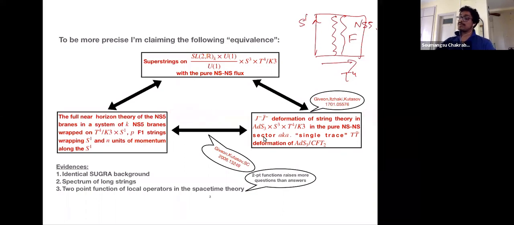Secondly, I'm going to calculate the string spectrum, mostly the long string spectrum, from here, and we'll show that it agrees with the one that has been calculated in this picture from a few years ago. It also agrees with the spectrum computed in this picture by Giveon, Kutasov, Itzhaki in this paper some 3 or 4 years ago. And thirdly, if time permits, I'm going to calculate the 2-point function of two local operators on the space-time theory, and argue that one can also derive the same 2-point function using standard holographic tricks in this background.